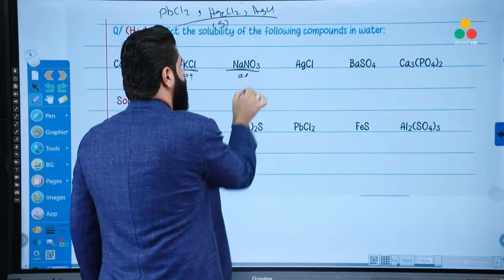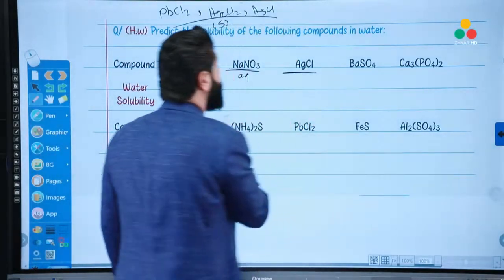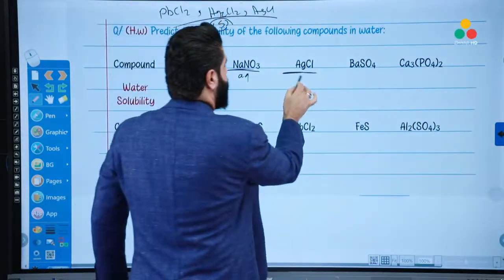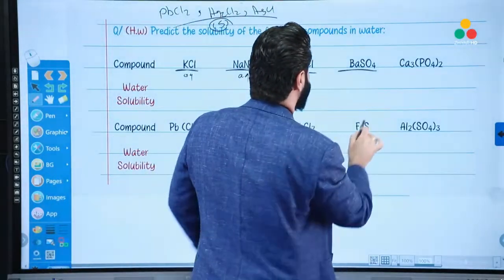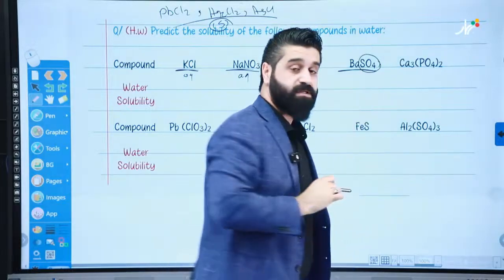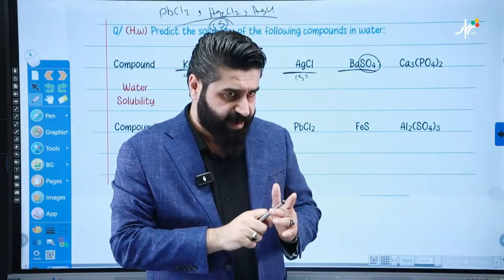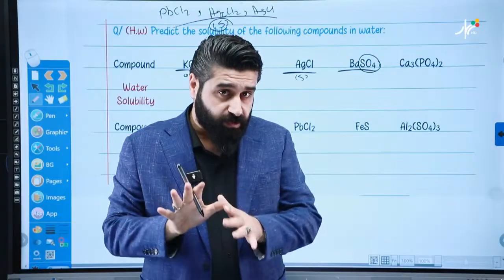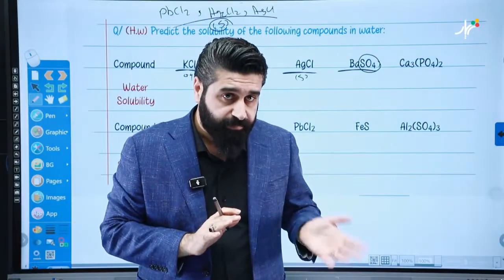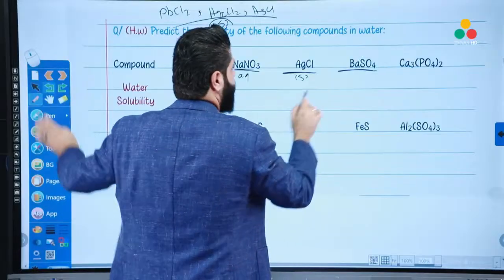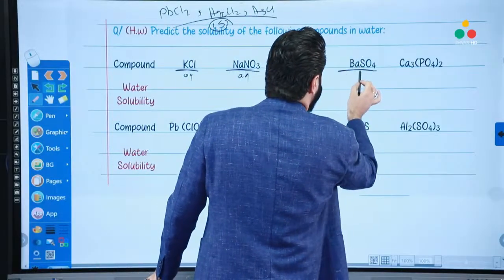AQ. How about AgCl? This is the first rule. AgCl, it's a solid substance. Good. BaSO4. This is the sulfate rule. How was the sulfates rule? Group 2 metals, they are solid, except will become aqueous. Is that a member of group 2? Okay, this is S.